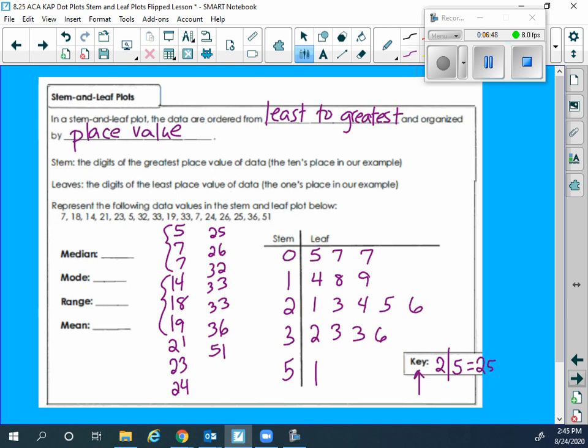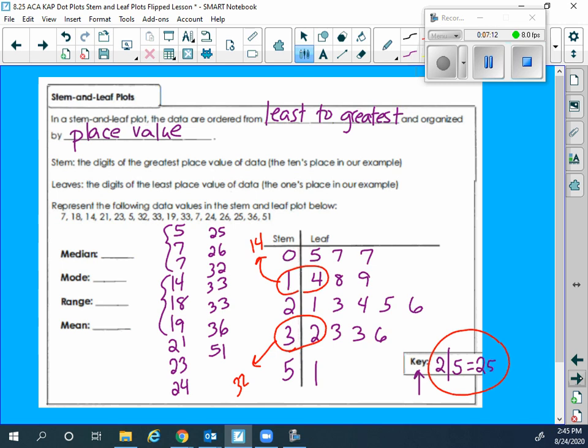Okay, one more time. Once you have the key here, this key that shows me that 2|5 equals 25, that's just showing me how I can read. So like 3|2 is 32, okay? Or 1|4 is 14, okay? All right, let's go ahead and go back to this problem.